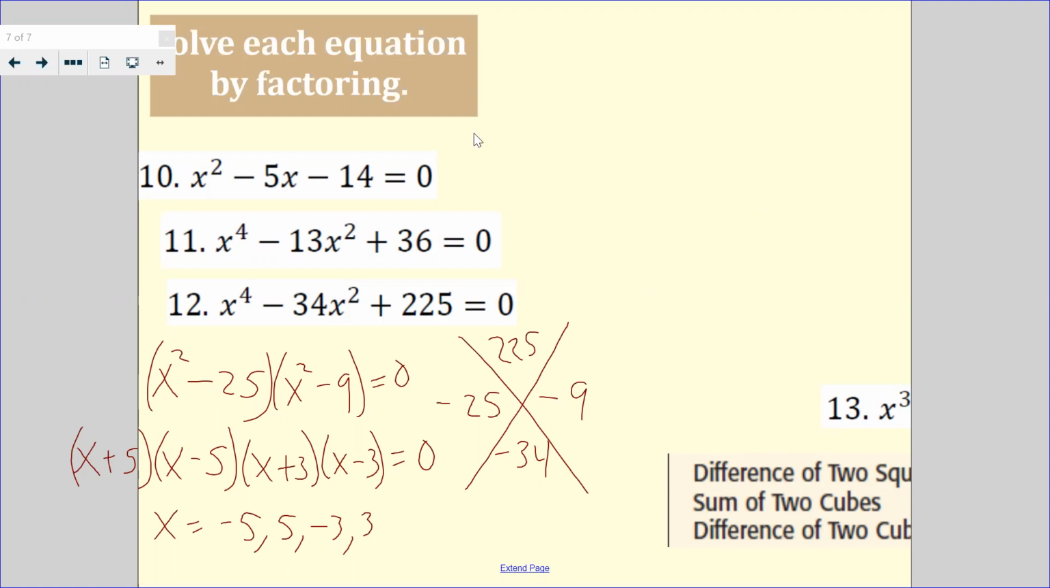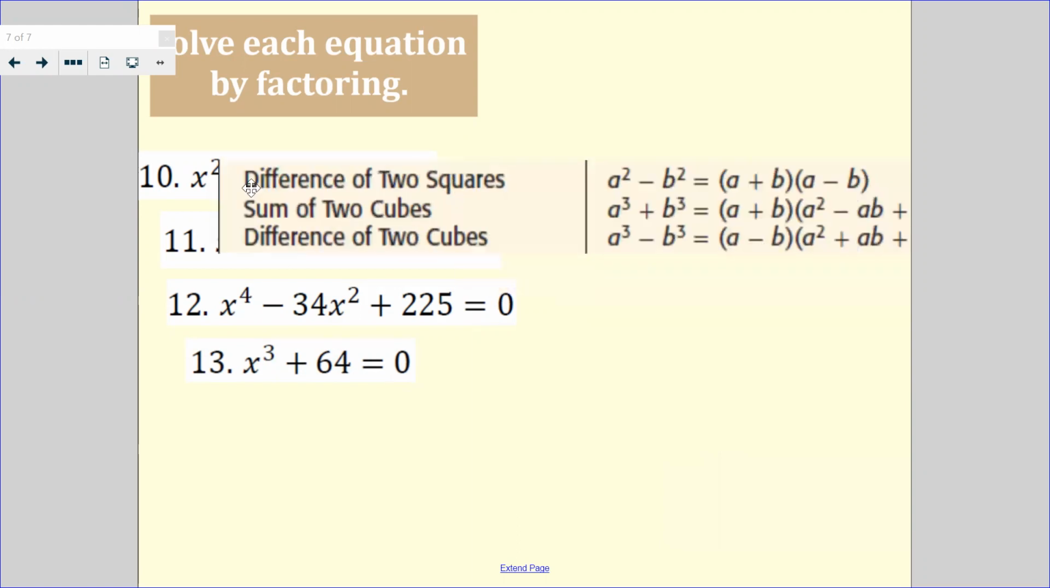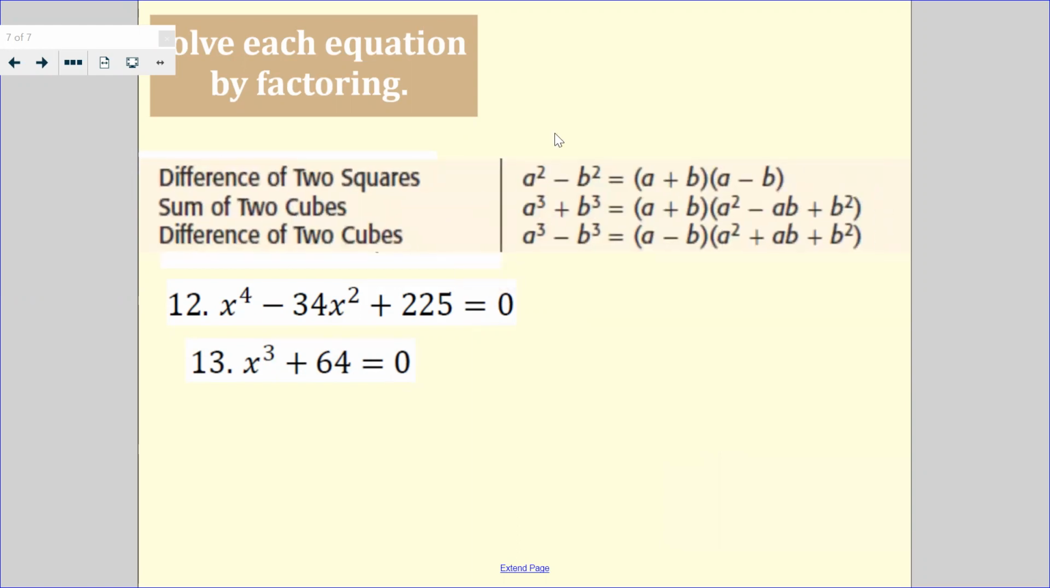Okay, one more example here. Now we have a sum of cubes. Okay, so I might have to review this formula. Let's use this and cover up some other stuff. Sum of cubes, so I'm looking at this guy right here. What's being cubed is x, plus what's being cubed here is 4. So I'm going to use this formula. Instead of a, it's x. Instead of b, it's 4. So now I have x plus 4 multiplied by x squared minus 4x plus 16. That is equal to 0.